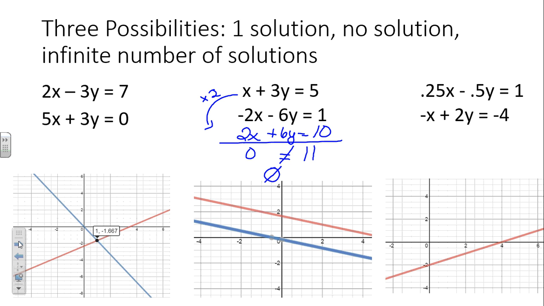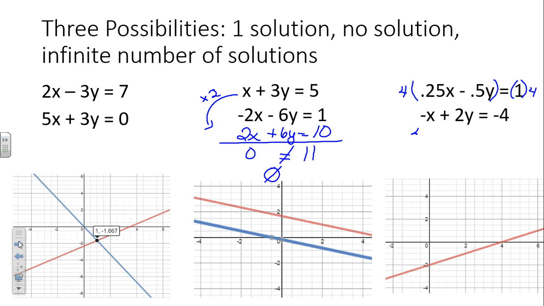Okay, let's look at the other one though. I don't like to work with decimals. So what can we multiply the top one by to make the x's go away? 4. So if we take this whole equation, both sides of it, times 4, we'll eliminate our x variable.